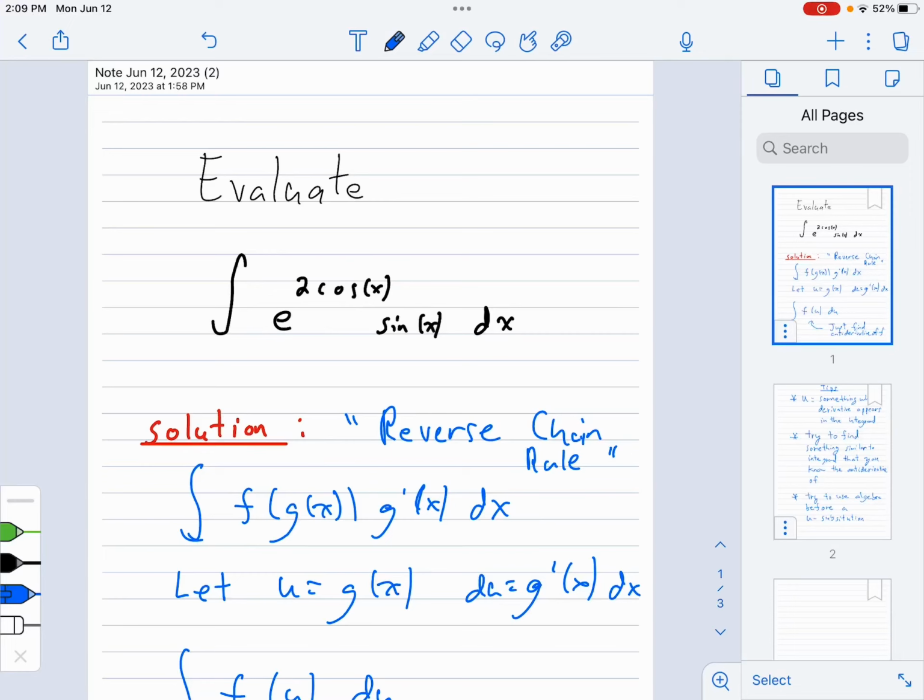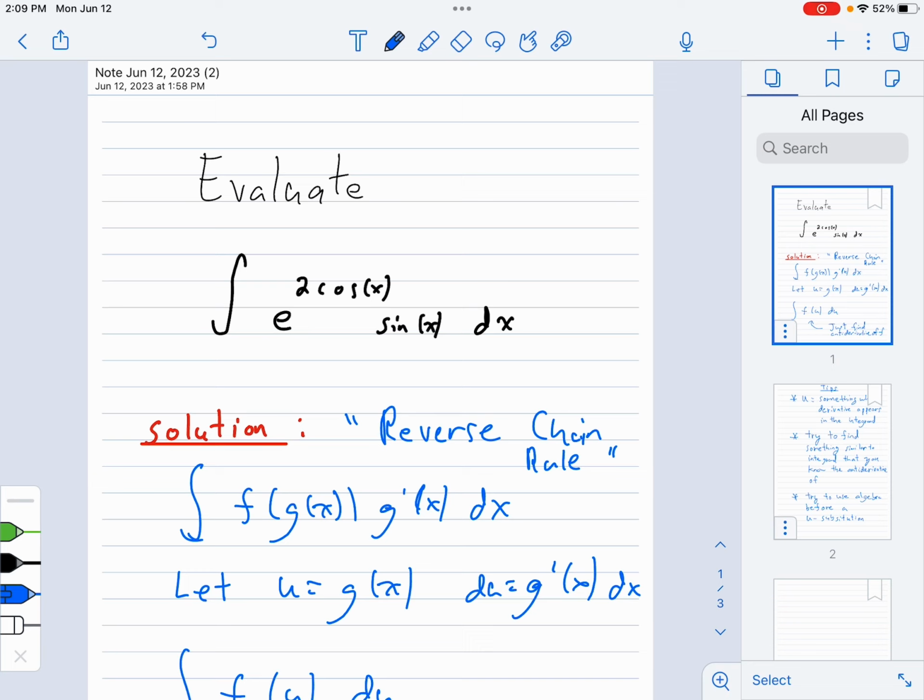All right, so today we have this integral we want to evaluate, or find the antiderivative of this function, the integral of e to the 2 cosine x times sine of x dx. All right, so today we're going to be looking at the chain rule. And I kind of like the u substitution. Excuse me, we're doing a u substitution today. And I like to think of it as the reverse of the chain rule.